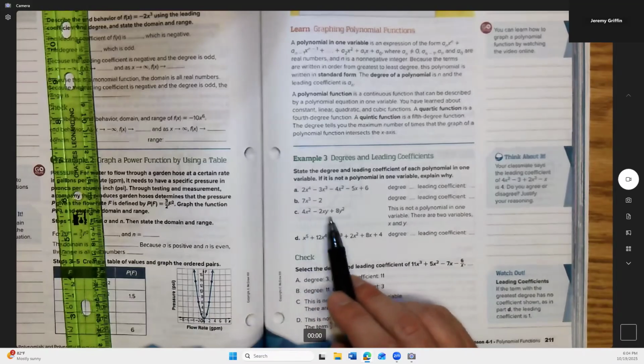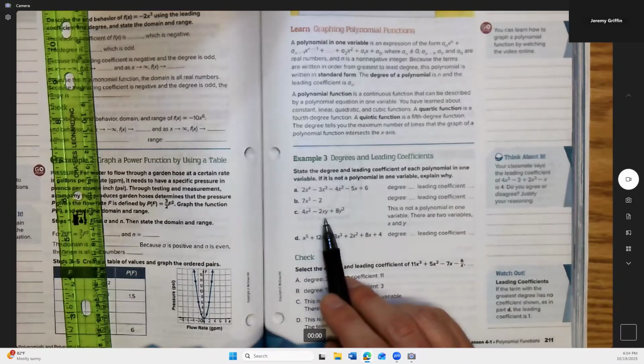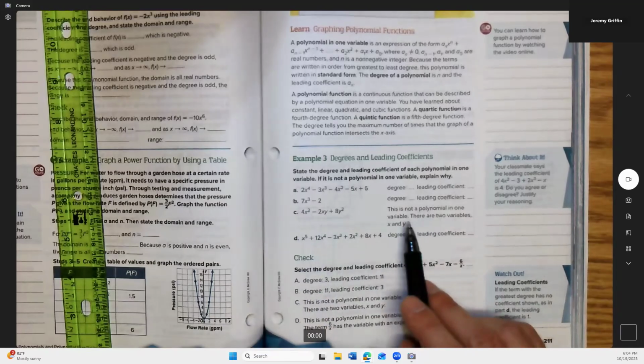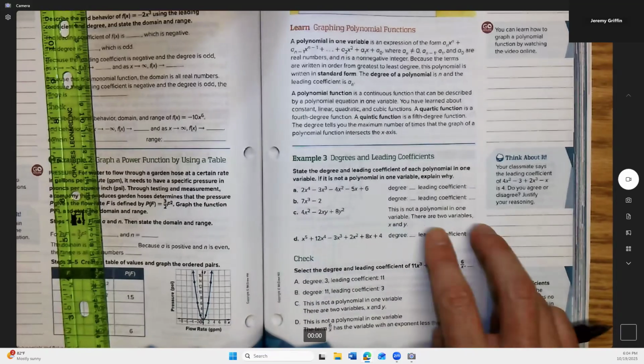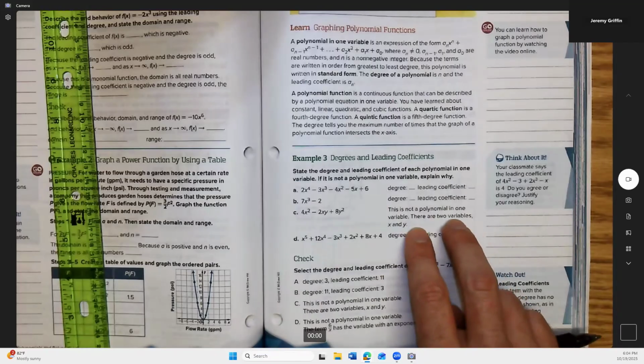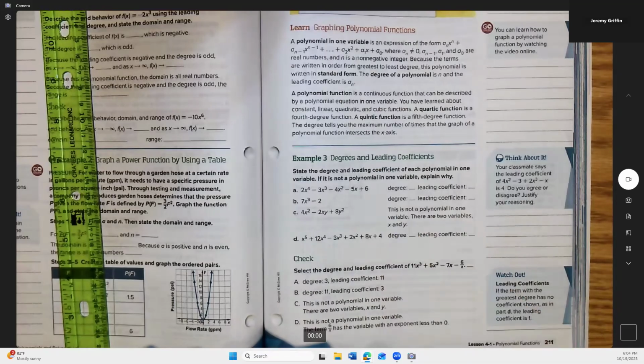Now, if you graph this, this would be in 3 dimensions. So this would not be a polynomial in one variable. So we'll typically not look at this. There are these 2 independent variables, like x and y.